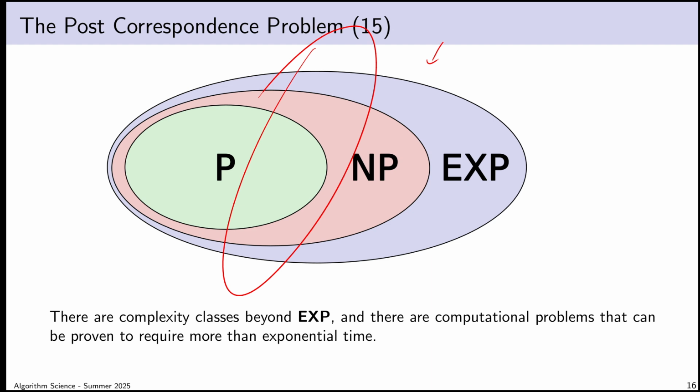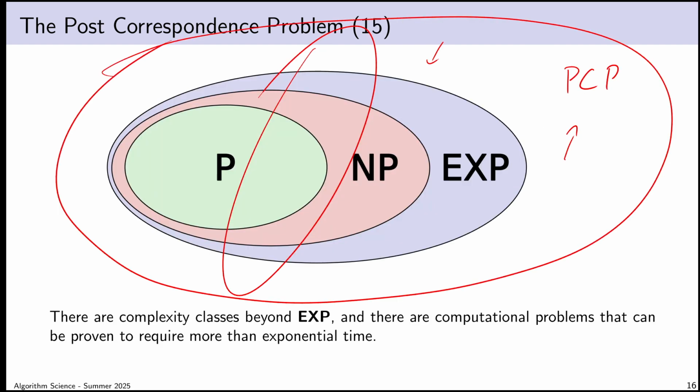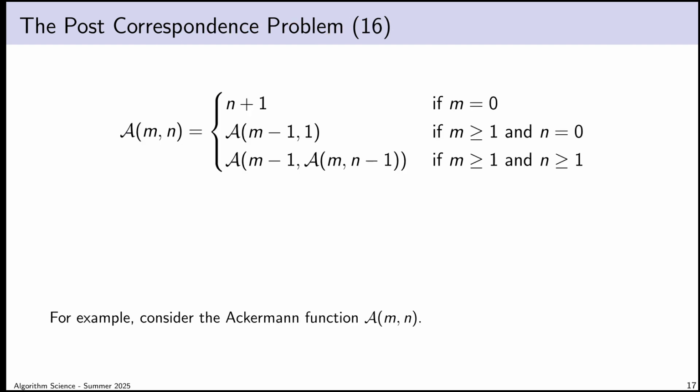And it turns out that there are, in fact, computational problems that can be proven to require more than exponential time. So if we think of our post-correspondence problem, I guess that means it's somewhere out here, in the strange, spooky wilderness outside of the exponential hierarchy. Okay, what does that mean? I mean, I want there to be some sort of circle around it. I want it to be contained in some actual complexity class.